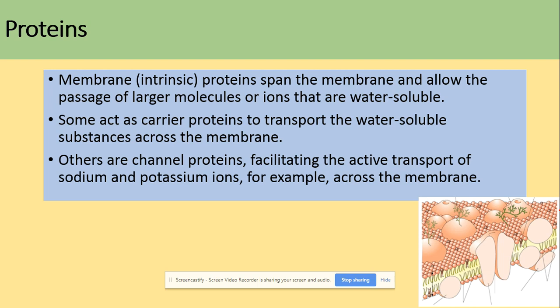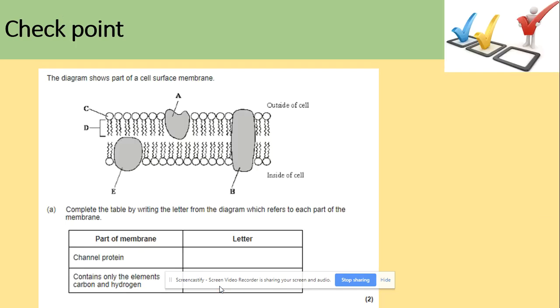So finally, proteins. We've got many different proteins within the membrane. Phospholipids let through the lipid-soluble molecules, but water-soluble molecules won't be able to pass through the phospholipid bilayer, hence we need proteins. Some act as carrier proteins to transport the water-soluble molecules, and the other ones will act as channel proteins. Channel proteins are the ones we will use for the active transport of sodium and potassium ions, for example, across the membrane.